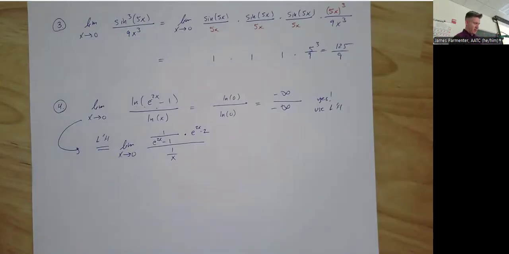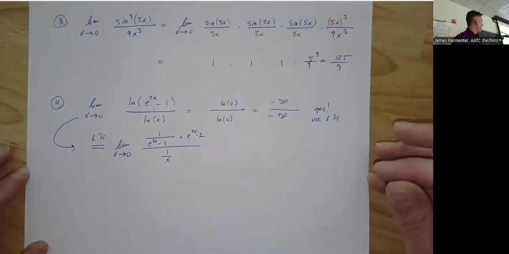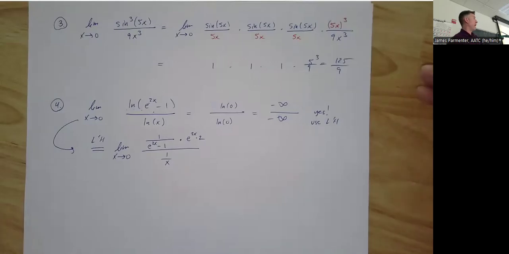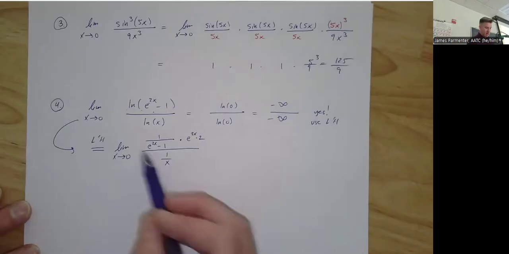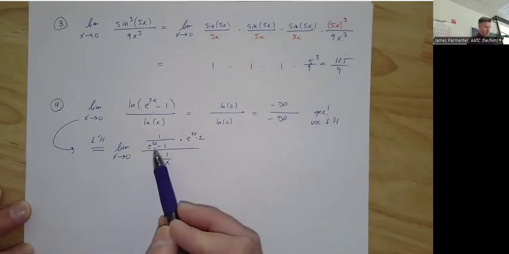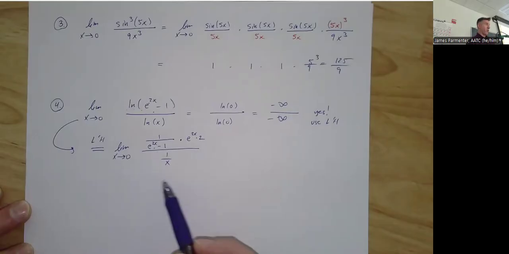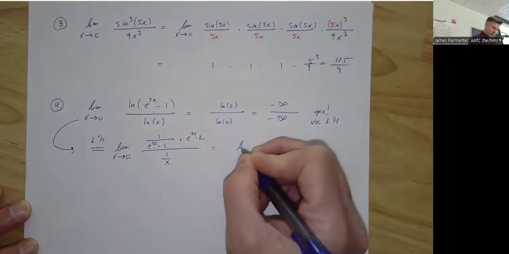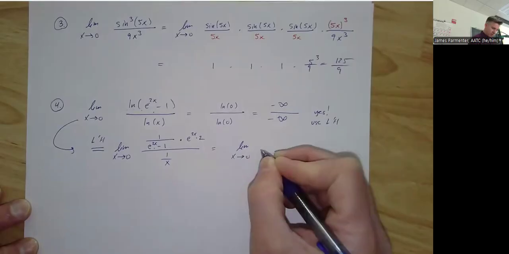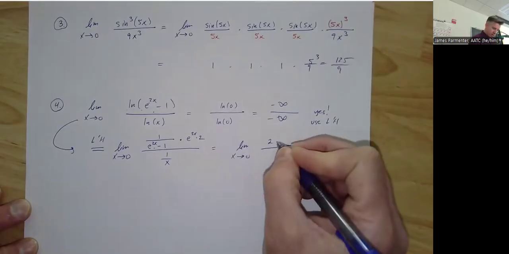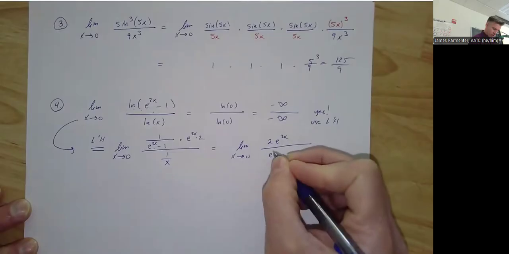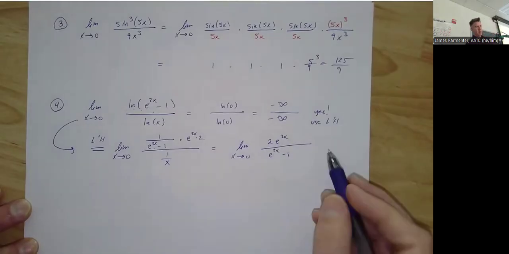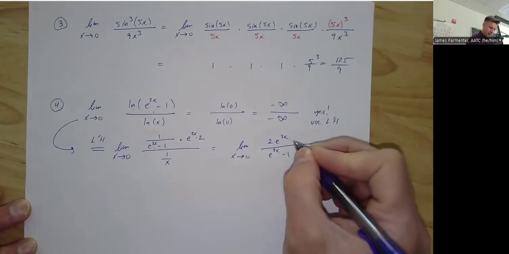And plugging in 0 right now seems terrible. I don't really even want to think about it. When you have fractions and fractions, it's usually worth simplifying before you even try plugging in. So I'm going to rewrite the top as 2e to the 2x over e to the 2x minus 1, and multiply by x over 1. So I'm going to rewrite this as the limit as x goes to 0 of 2e to the 2x over e to the 2x minus 1, and instead of multiplying by x out here, let's put the x on top as well. So I have a times x on top.